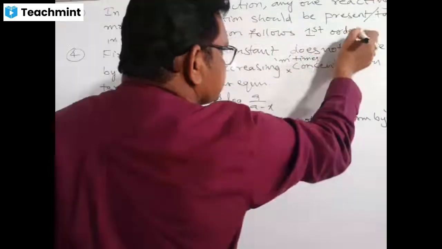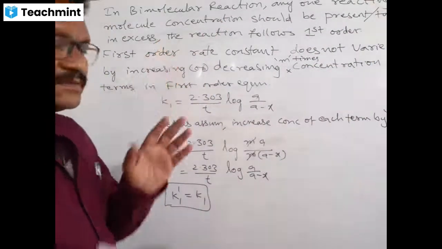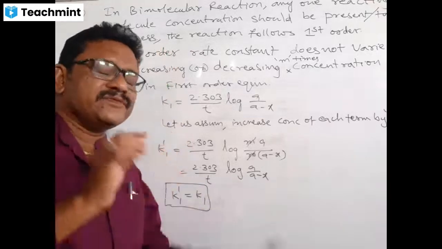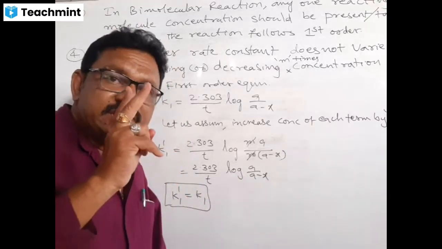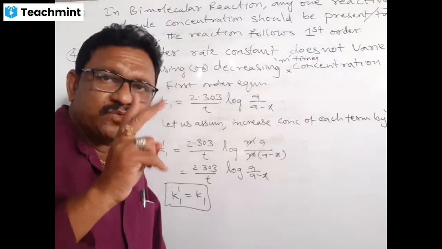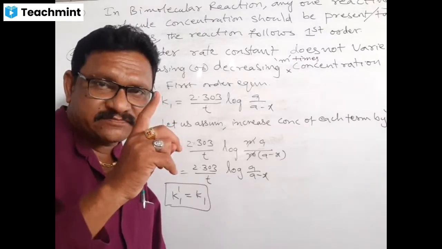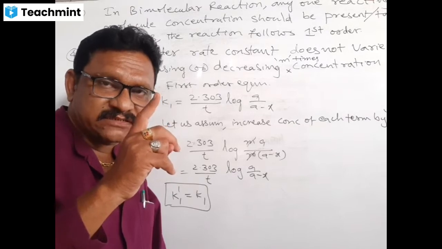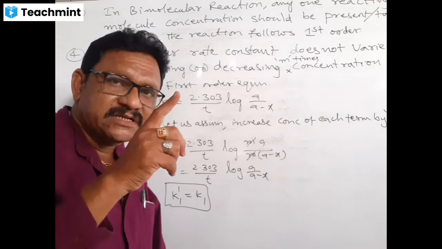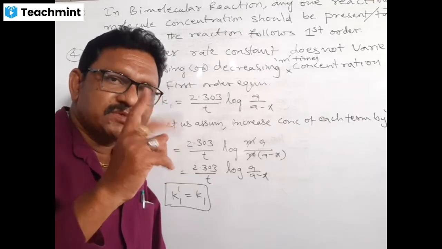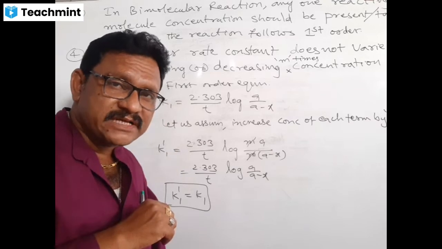This is a very important statement. Students, you remember what I am saying here. If one reaction has two reacting molecules, and one of the reacting molecules is taken in excess concentration, then that reaction follows which order? First order. Molecularity is 2, but order is 1. Such type of reactions we call pseudo-order reactions.